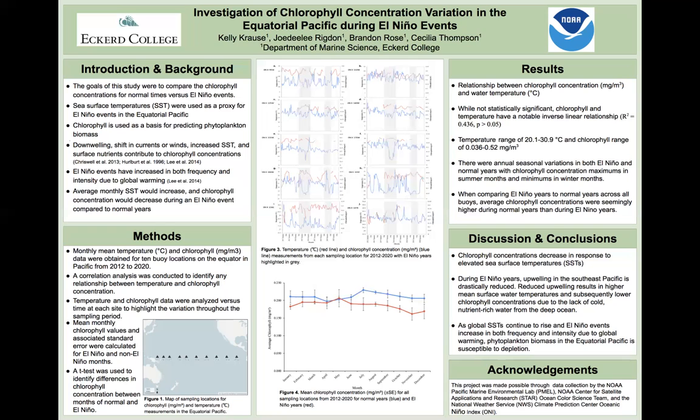And finally, as global sea surface temperature continues to rise and El Nino events increase in both frequency and intensity due to global warming, phytoplankton biomass in the equatorial Pacific is susceptible to depletion. And at this point, it is mainly small scale during these events, but if this trend persists, it could end up being a long-term effect where this general phytoplankton biomass is uniformly lowered across the time of the entire year.